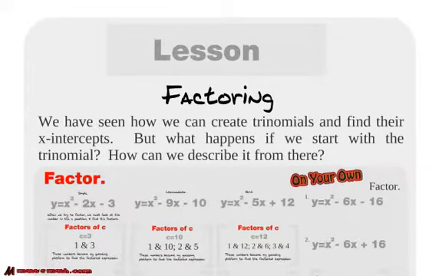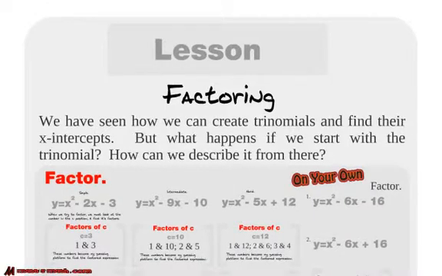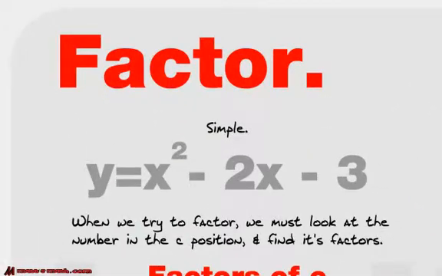So now we're going to talk about factoring, okay? Remember we found the x-intercepts before? What happens if we start with a trinomial, and it's kind of hard to factor it down? How would you describe it? Well, let's start with a simple one right here, okay? X squared minus 2x minus 3.